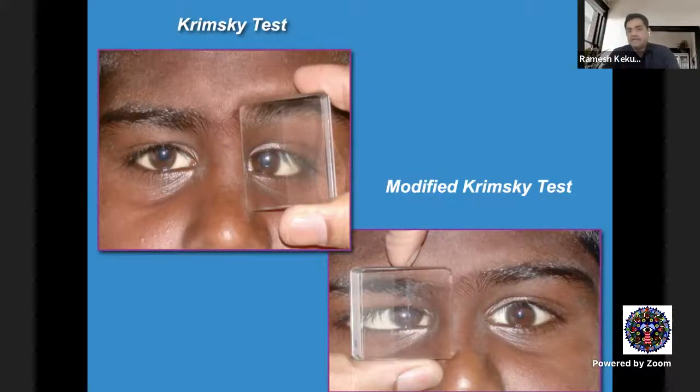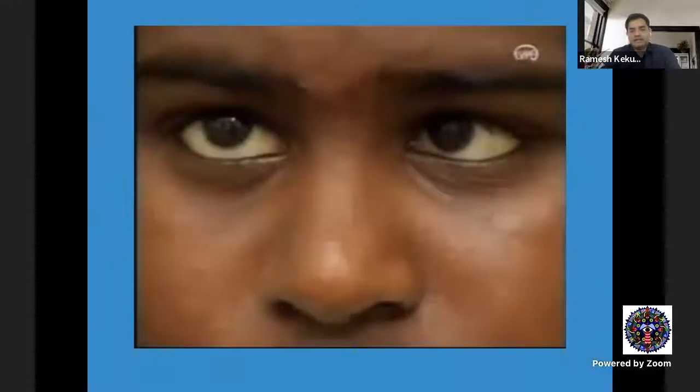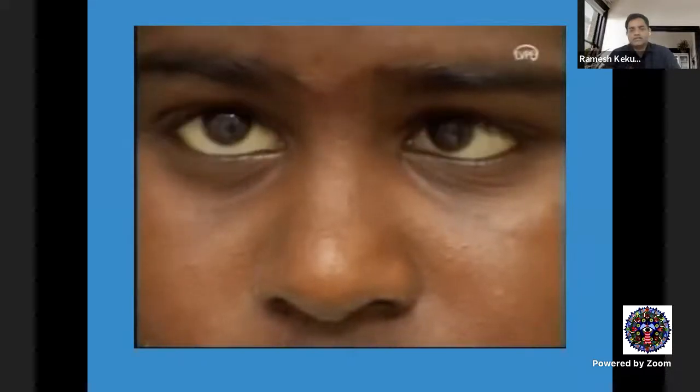As in this case, the left eye has esotropia, so we are using a base out prism. I'll just show this video of how to perform Krimsky's test, and then we can go for questions.